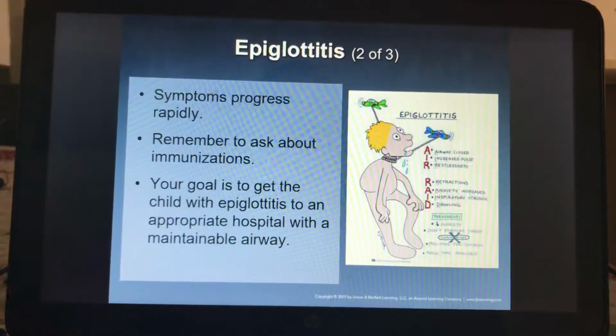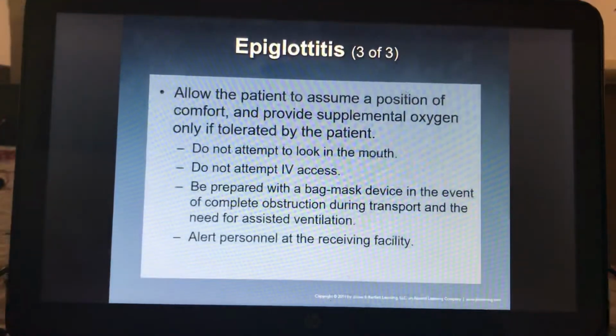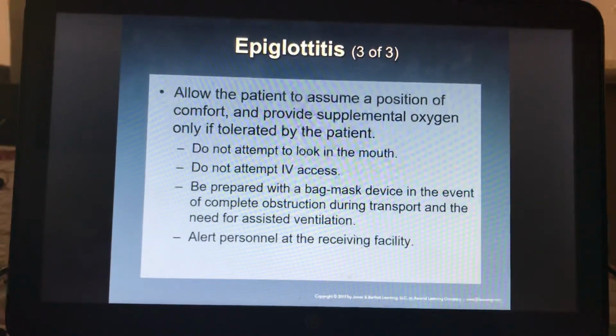Best to not mess with them if you can help it. And that includes, don't look in their mouth, don't attempt IVs. If you have to BVM them, fine. Just do what you've got to do to maintain them the best you possibly can without aggravating them.